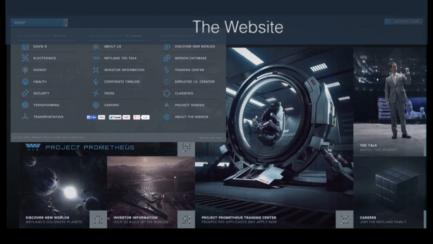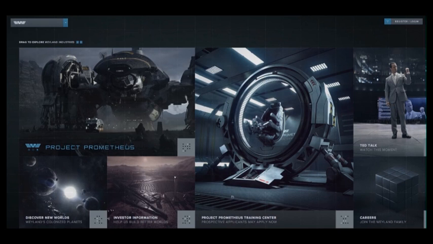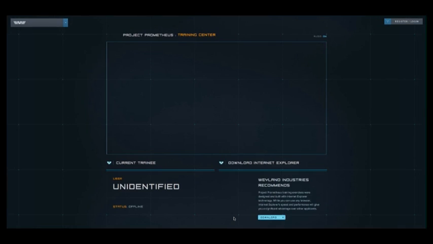Okay, let's take a look at the official Prometheus website. Now, the website has been set up as though it is by the Wayland Corporation, which is the corporation that's featured in the film. So that's very engaging for the fans because they are familiar with Wayland. And as you can see, you can have a look at the different videos and the viral ads.